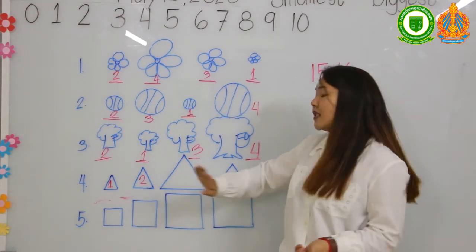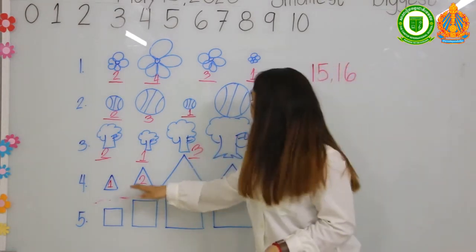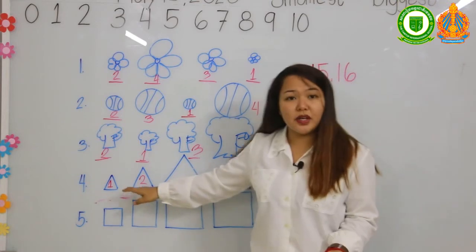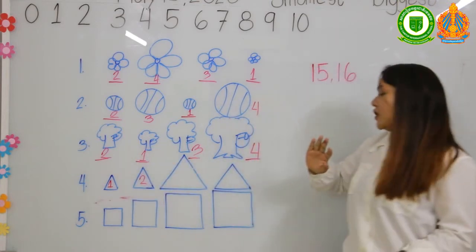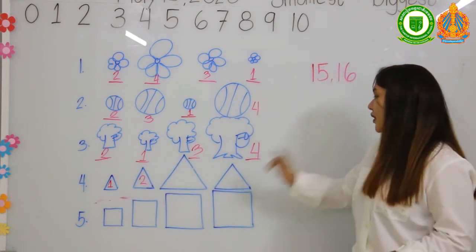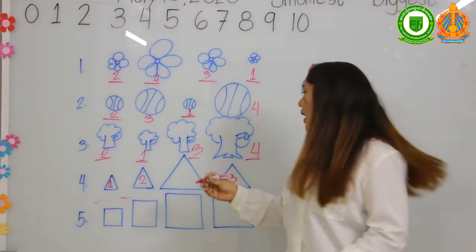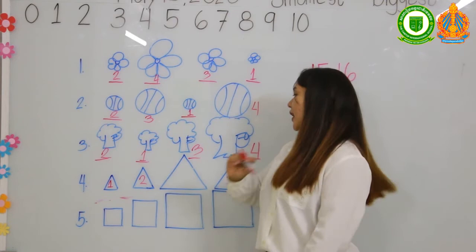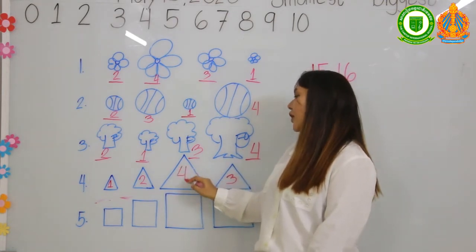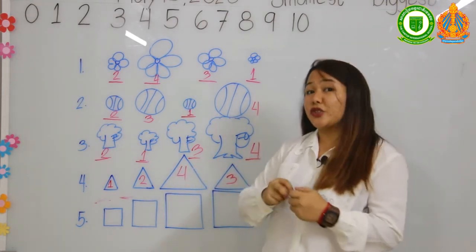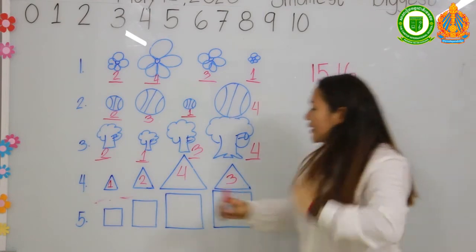Which one is next to this triangle? Not this one, because this is the biggest. So we need to find for the next size, which is bigger than number 2. So it should be this triangle. So we need to write number 3. And obviously, we have your biggest triangle, and then we're going to write number 4. So that's your biggest triangle, right?